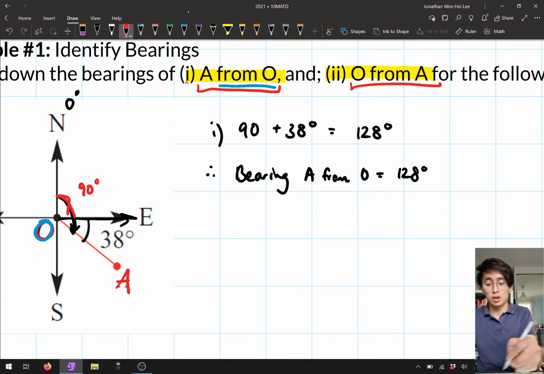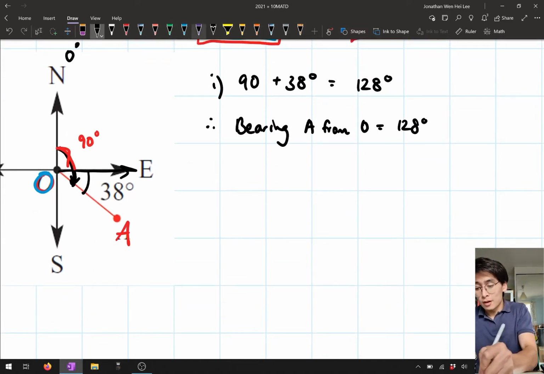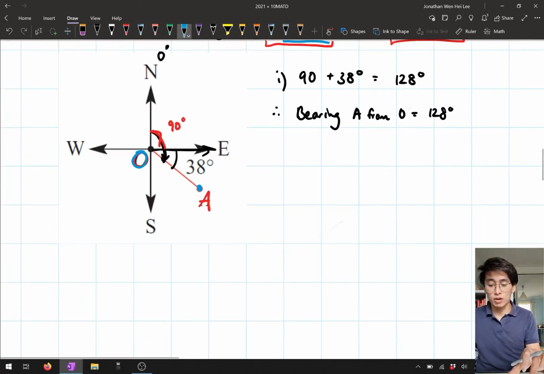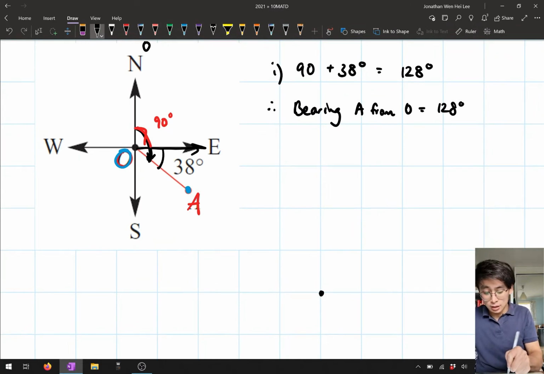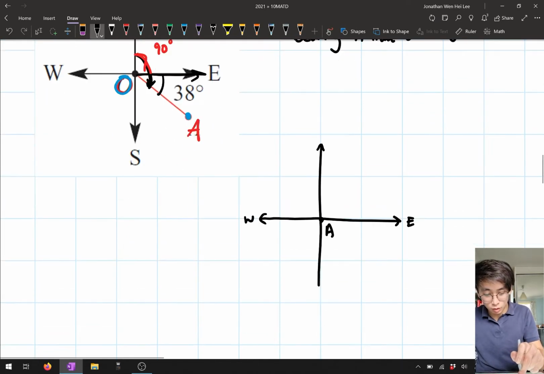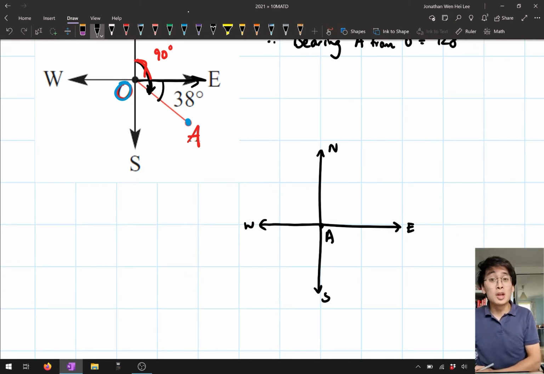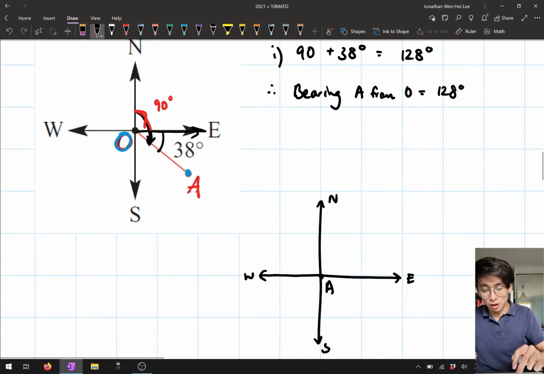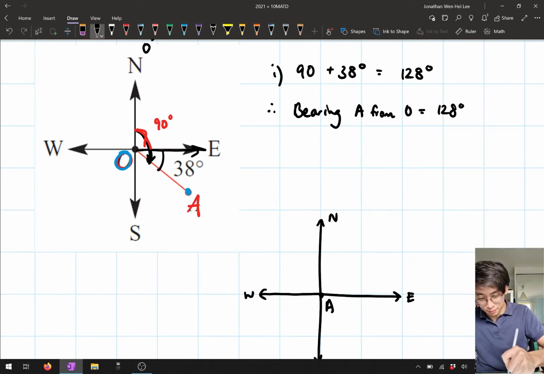Notice here, compared to the first question, what we've done is we've just swapped A and O. O from A is actually asking us to take the bearing if, instead of O being our starting point, A is our starting point. So let me redraw this diagram, but have A in the middle. If A is in the middle, we've got east, west, north, and south. What we want to do is figure out this angle over here, what the bearing is of O from A in this direction.